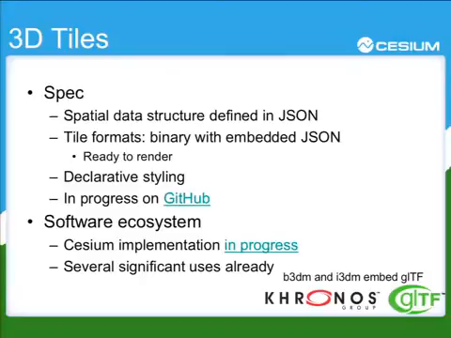And then the third piece of the spec is a declarative styling language. So these are small JavaScript expressions that have access to per feature attributes and then can change features color or show properties. And then for software, we have an open source implementation in progress, but very far along in Cesium.